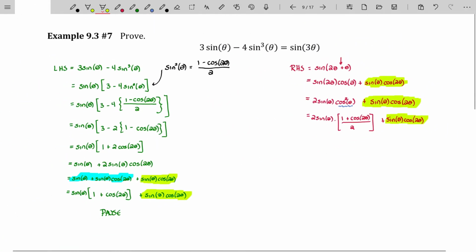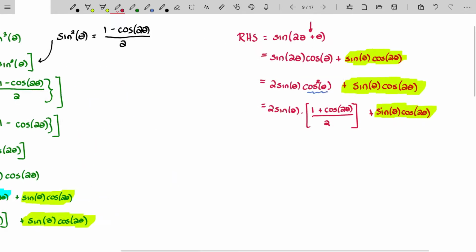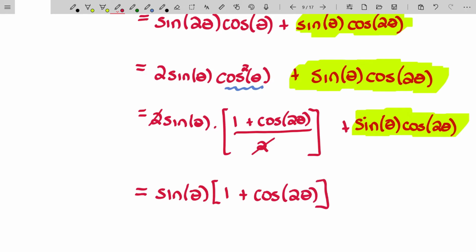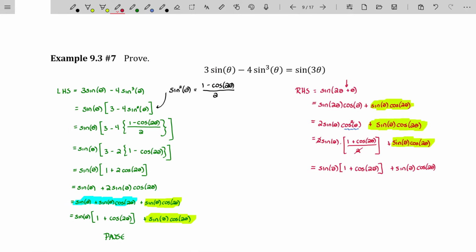And let's see. Now we're almost done because those 2's will cancel. You can easily see that. So I'm going to go ahead and just cancel the 2's here. And if you cancel the 2's, these 2's right here, you'll have a sine of theta times the quantity 1 plus cosine of 2 theta plus the sine of theta cosine of 2 theta. And if you take a look at the left-hand side, that's exactly what it is. So equals left-hand side, QED.